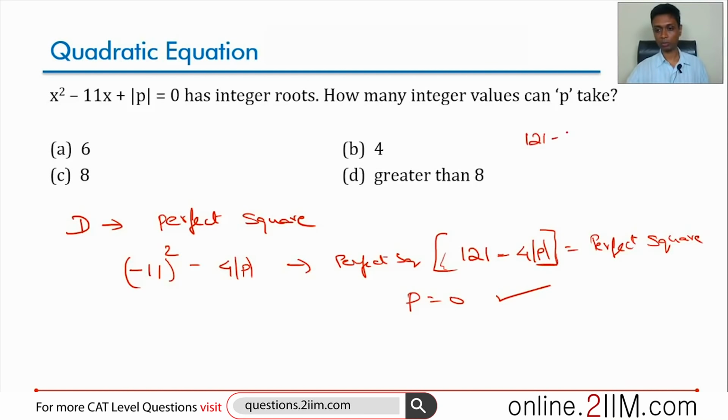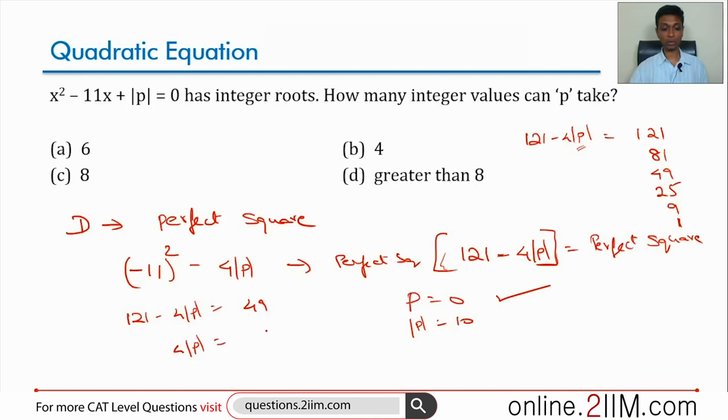We could have 121 minus 4 mod p to be 121, or 81, 9 square, or 7 square, 49, or 5 square, 25, or 3 square, 9, or 1 square, 1. If 121 minus 4 mod p had to be 121, p would be 0. If 121 minus 4 mod p has to be 81, then 4 mod p, this value, should be 40, or mod p should be 10. If 121 minus 4 mod p is 49, I'm going to solve that separately, or 4 mod p is 121 minus 49, which is 72. So our mod p will be 18.